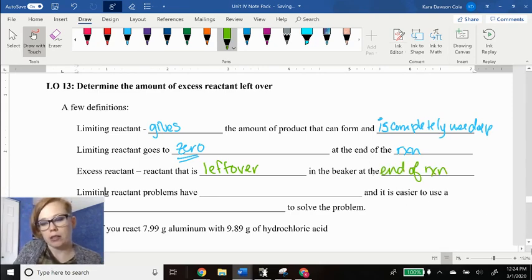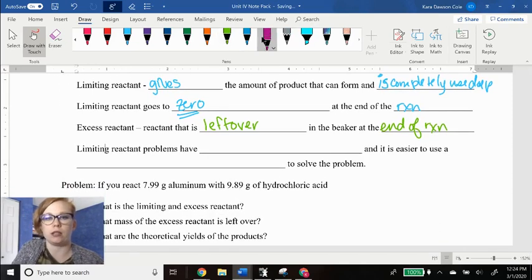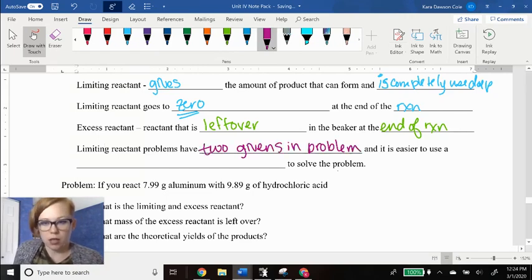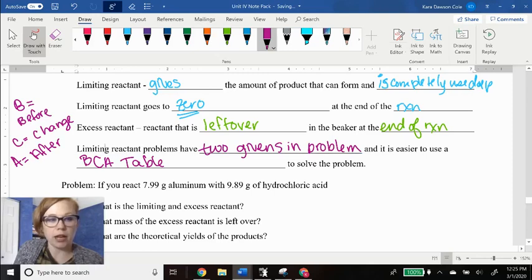So, limiting reactant problems have two givens. It is easier to use what we call a BCA table to solve these problems. The BCA table means B is before, C is the change, so this is the change that's occurring in the reaction, and A is after. So before the reaction, the change in the reaction, and after the reaction.